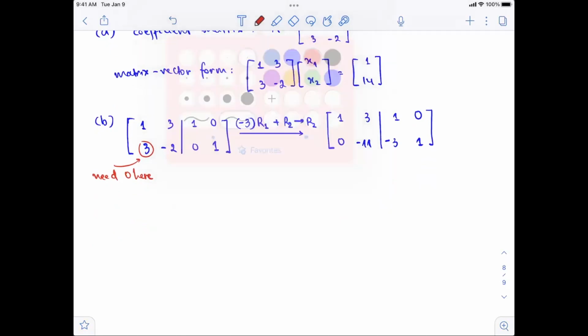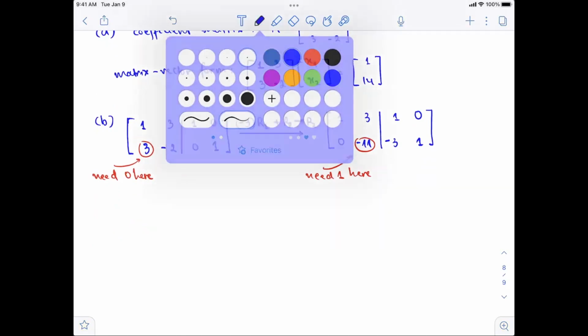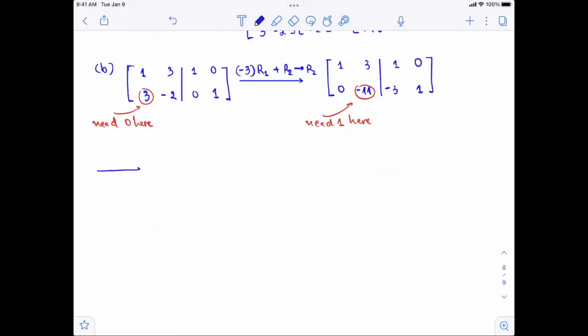Now you move on to the second row. The leading one needs to appear here. So we need 1 here. To obtain 1, you multiply the second row by negative 1 over 11 to obtain the new row 2. So row 1 remains the same. Row 2 now becomes 0, 1, 3 over 11, and negative 1 over 11.